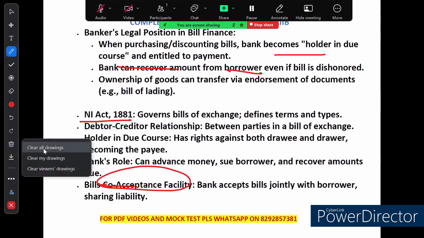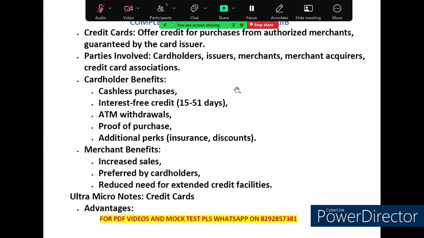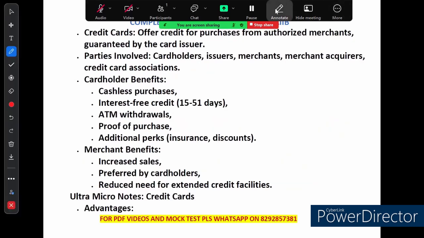Now let's move on to our next topic, that is our credit card. You can see credit card, this card lets you make a purchase without paying upfront. The credit is offered by the bank and you pay later. Now what are the parties involved? Cardholder, that is you, the issuer, that is the bank, the merchant where you use your card, the merchant acquirer who helps in processing the payment, and credit card associations like Visa or MasterCard.